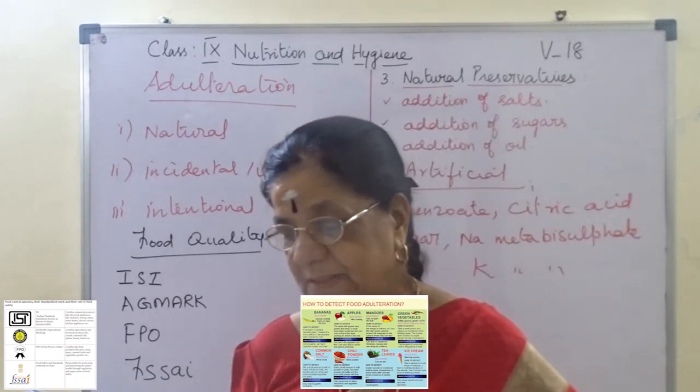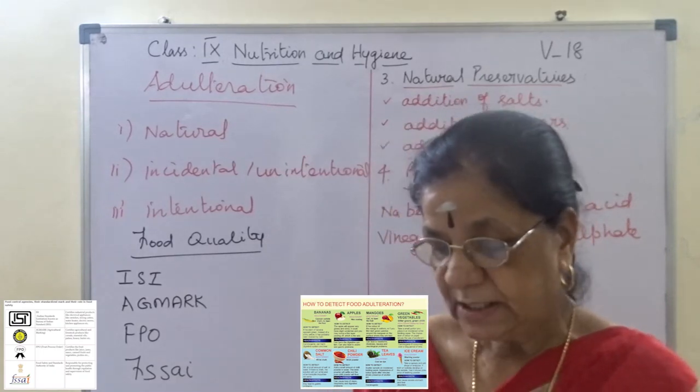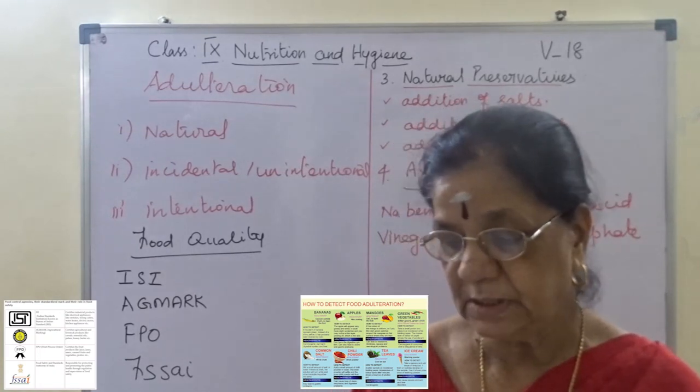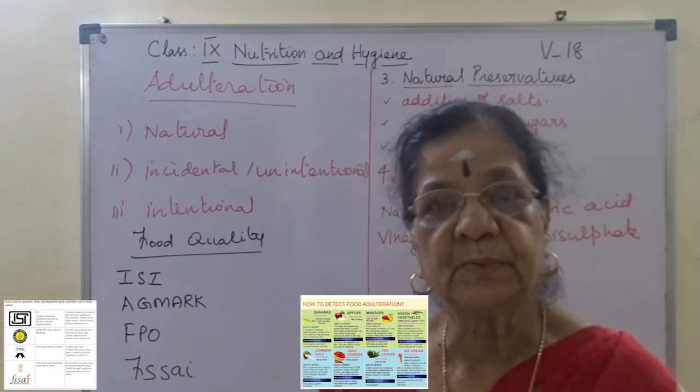Natural adulterants are those chemicals or organic compounds that are naturally present in the food. Example, toxic substances in certain poisonous mushrooms.